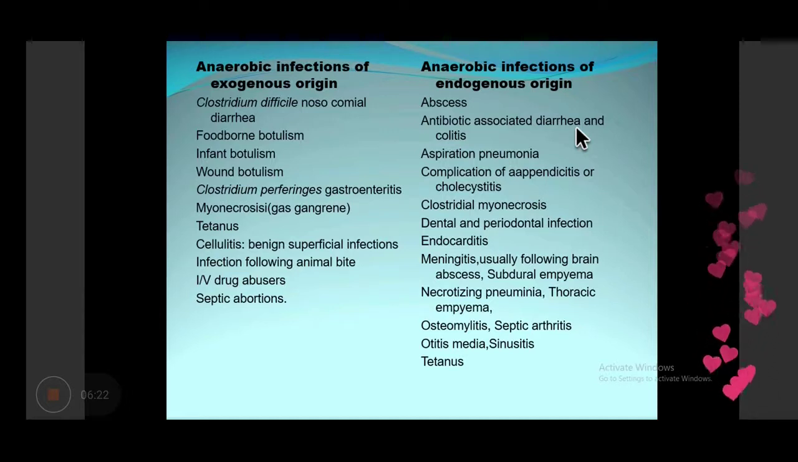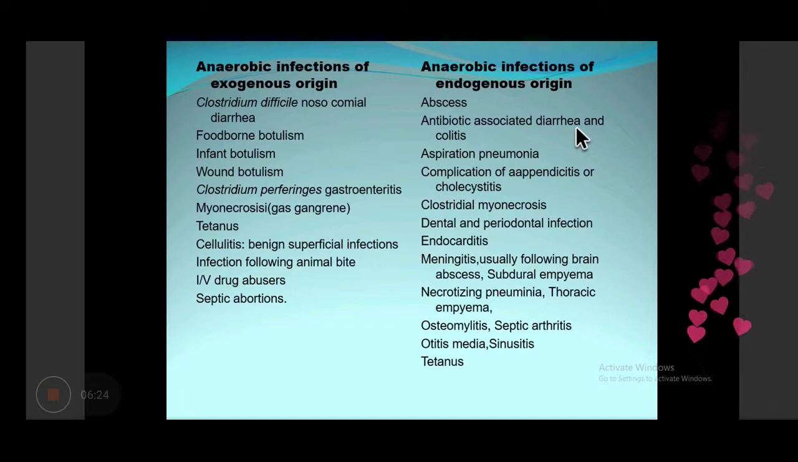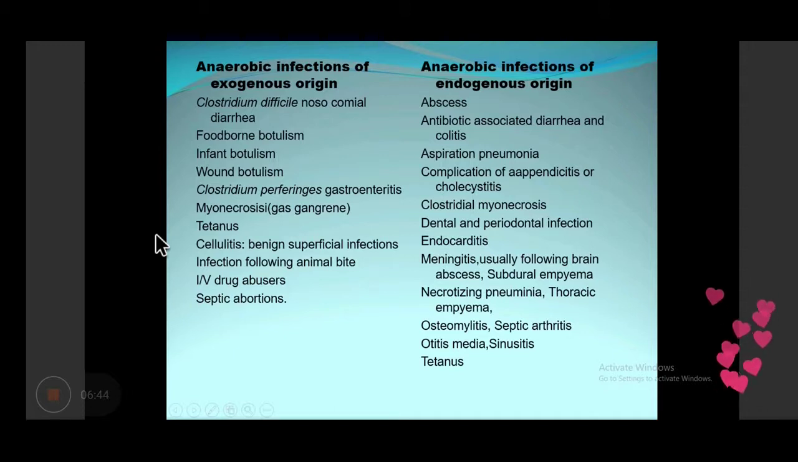Okay, any bone infection, anaerobic, exogenous, endogenous. So, what are the major clues for anaerobic infection?